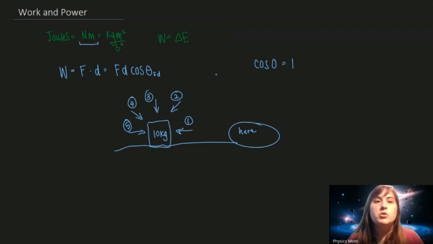I know if I push at position 3, it is not going to go anywhere, right? I'm just pushing it into the ground. I'm not going to win a battle with the ground in that case. I'm not strong enough for that.